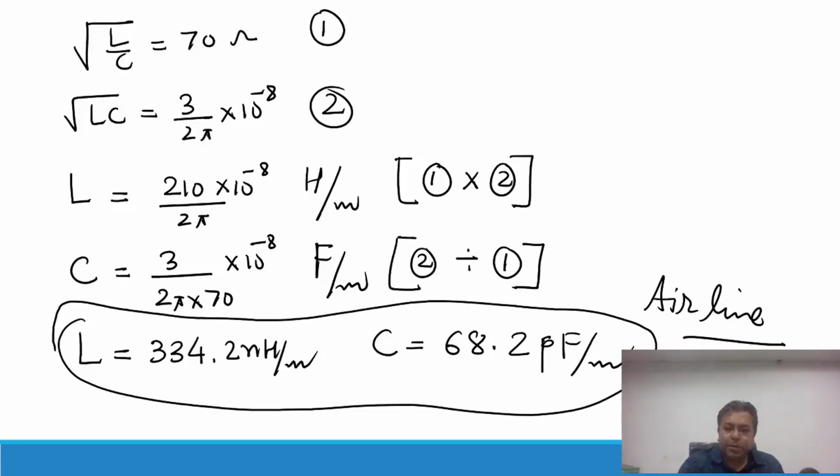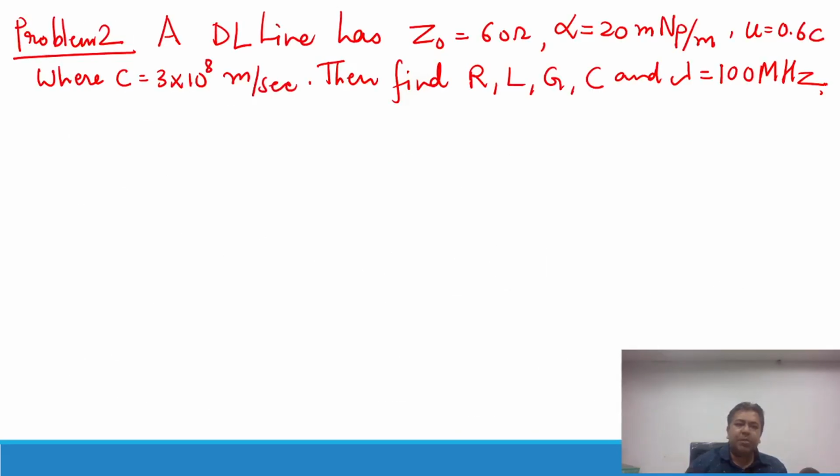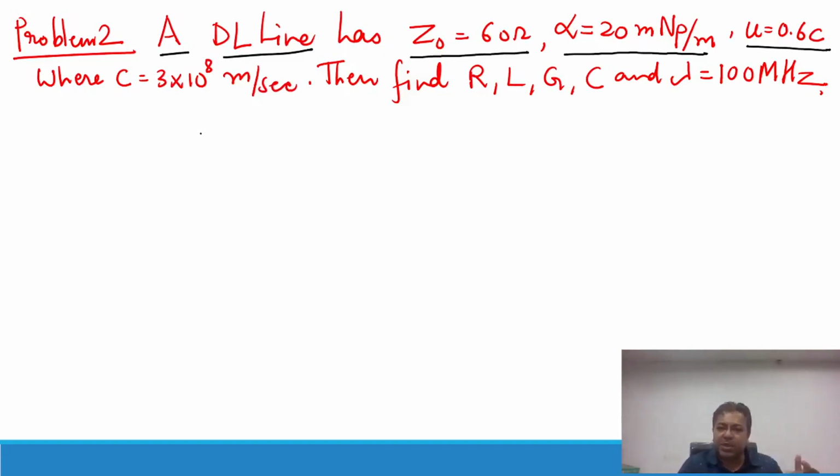Let us have another problem which is based on the distortion-less transmission line. Let me read the problem. A distortion-less transmission line has a characteristic impedance 60 ohm, attenuation constant alpha 20 millinepper per meter, u equals 0.6 c. It means the velocity of the electromagnetic wave in that particular distortion-less transmission line is 60% of the velocity of light. And we know that the velocity of light is 3 into 10 to the power 8 meter per second. So 60% of that is 1.8 into 10 to the power 8 meter per second.